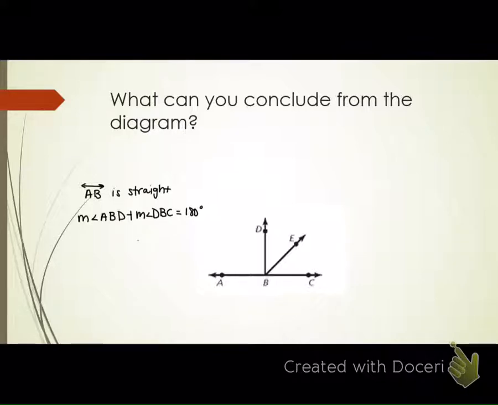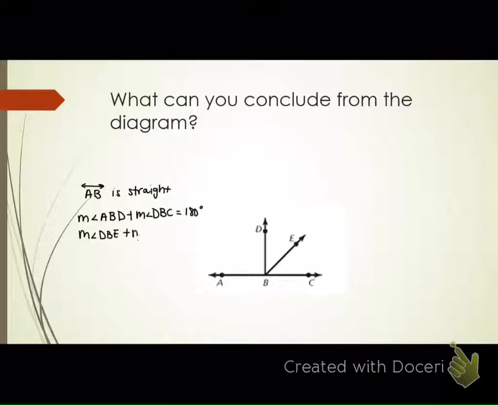What else can you assume? Brandon? You could do something with DBE. You could say the measure of angle DBE plus the measure of angle EBC equals the measure of angle DBC. That's just the angle addition postulate that you guys learned. But it's not 90 degrees. Do not say that. You can't assume that.